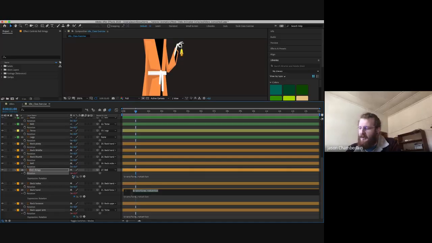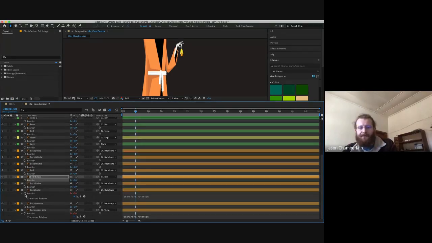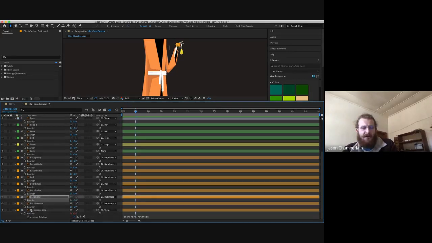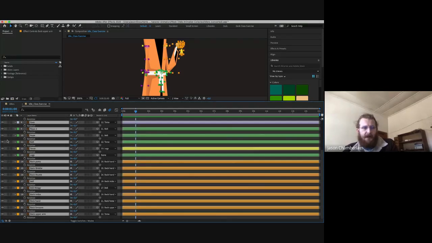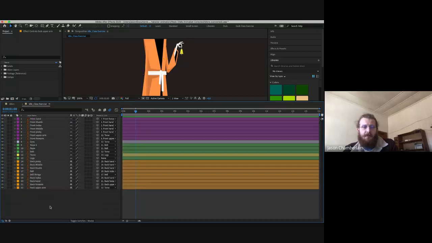So the reason why you're getting that error is because the link no longer exists. Okay, so what I want you guys to do is to get rid of these red values, holding down Option on a Mac or Alt on a Windows, we are going to click on our little stopwatch, the one that we would normally click on to create a keyframe, and that is going to remove any expressions on our layers, and then we won't have that error anymore.